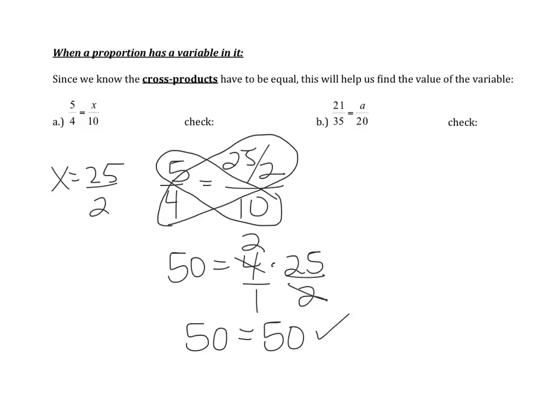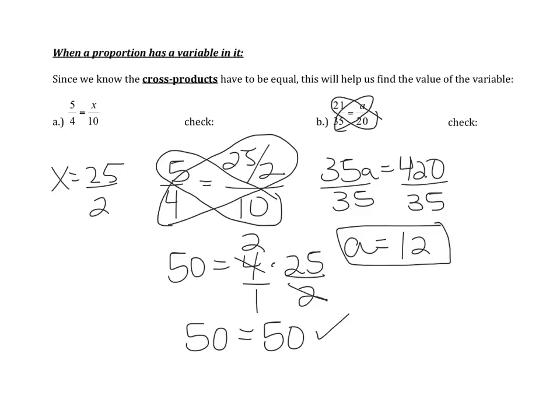All right, welcome back. So if you did everything correctly for this one, you should have gotten A equals 12. So for the check, I'll show you two ways. I could start by saying 21 over 35 equals, replace the A with the 12, 12 over 20. You have two fractions there. You could go ahead and reduce the fractions.